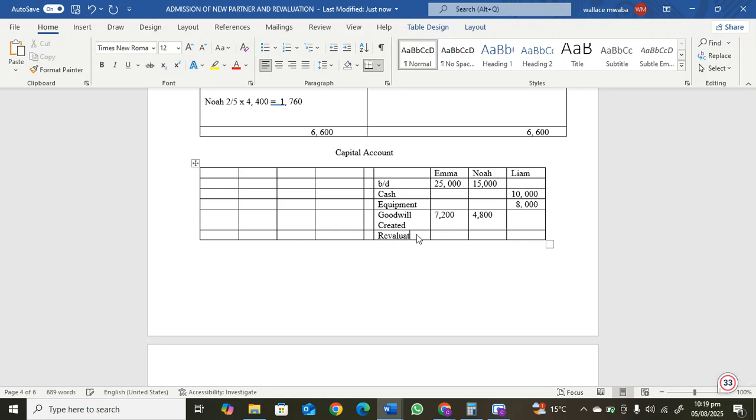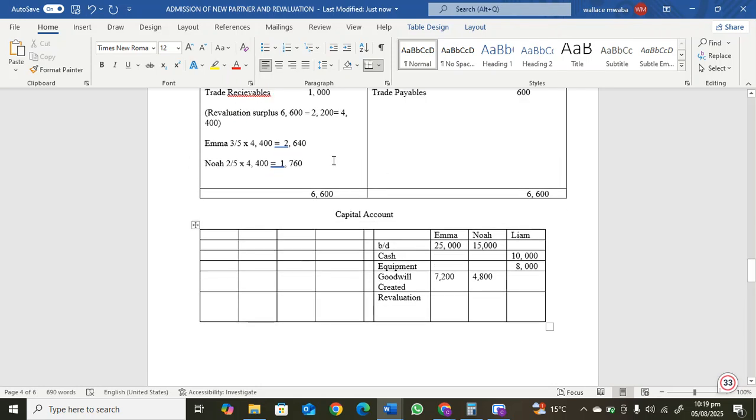Then we also have the revaluation. You're going to say Emma 2,640, Noah 1,760. Yes, those are all the credit entries that need to be done.